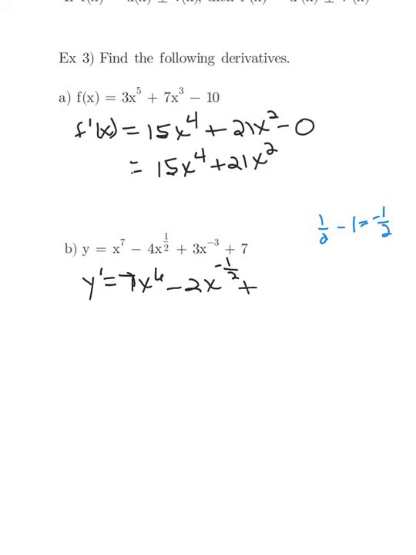Plus, on the next term, we're going to drop the -3 and take it times 3 and get -9x. -3 minus 1 gives me -4. And then the derivative of 7 is 0. So we can write this as 7x to the 6th minus 2x to the -1/2 minus 9x to the -4, and then we don't need to write the 0.